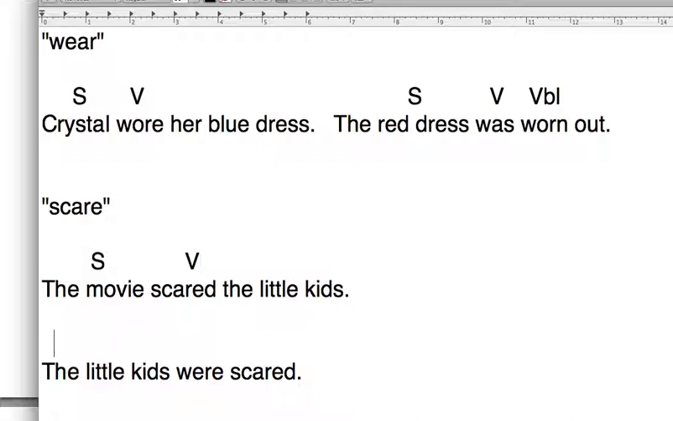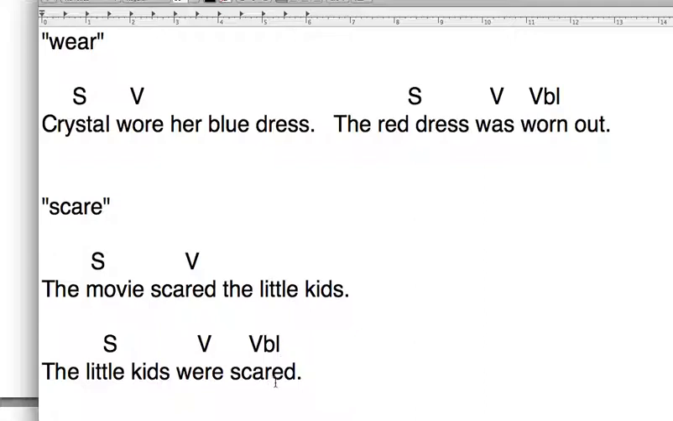The little kids were scared. Now the subject is the little kids, right? The verb here is were. That's one of those be verbs. And this describes the kids, describes what state they were in, right? They were being scared. So this is our verbal, VBL. In other words, if this looks like a verb, but what it does is describe the subject, then it's not a verb, it's a verbal. So don't get confused.